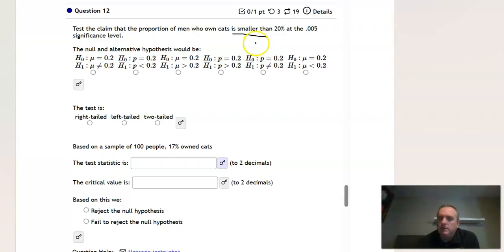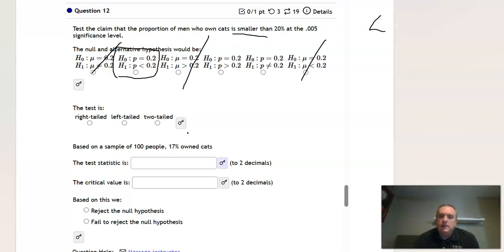All right, we look for those keywords again, and this time we have one. Is smaller than, or is the same as, is less than. So we're going to look for an alternate hypothesis that contains a less than symbol. We are dealing with a proportion, so we don't want to use the ones that have mu. The Greek letter mu is for the mean. And I do see one, the second choice, where the alternate hypothesis is that p is less than 0.2.